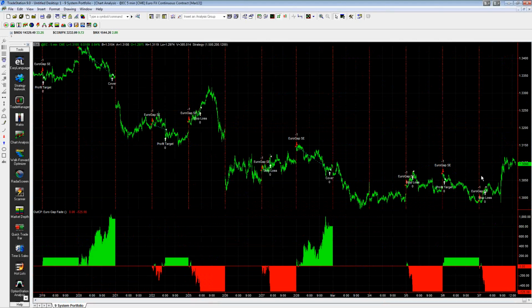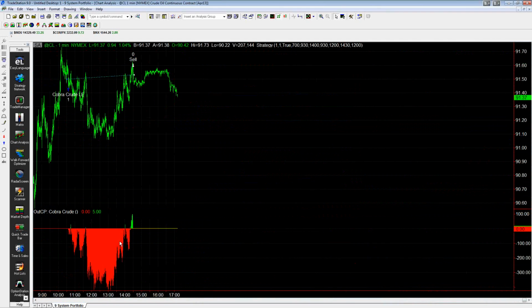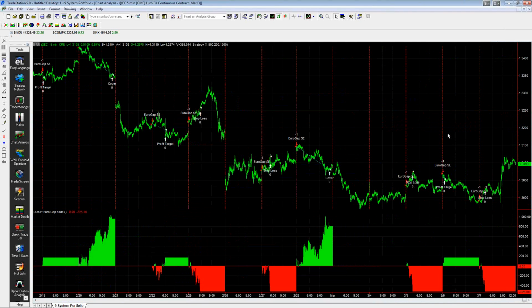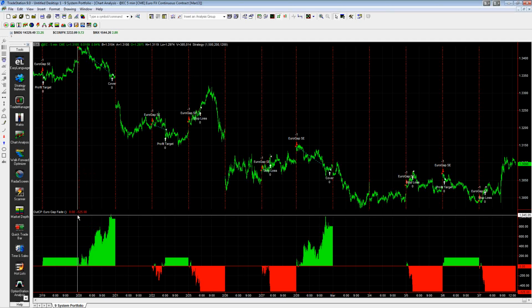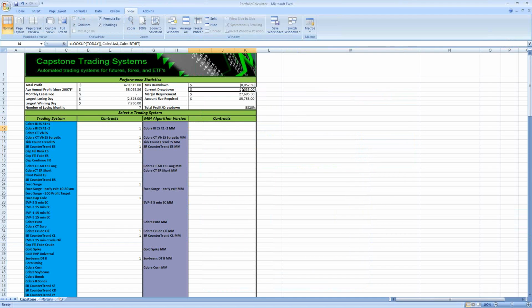But Euro Gap got stopped out for 500 today, and Cobra Crude only made about 20 or made $5 after slippage and commission. You see that number there? It made $30, and then we take out 25 for slippage and commission, so it only made 5. We had $25 slippage and commission for Euro Gap, so it lost minus 525. So we're down 530 on the day. And so, looking at this portfolio again, the current drawdown after today's results would be minus 1565.